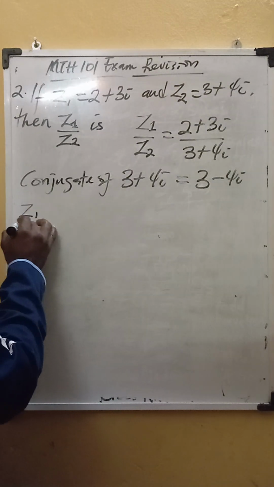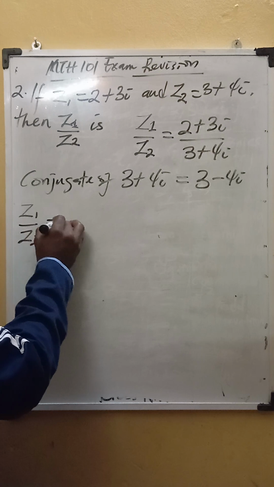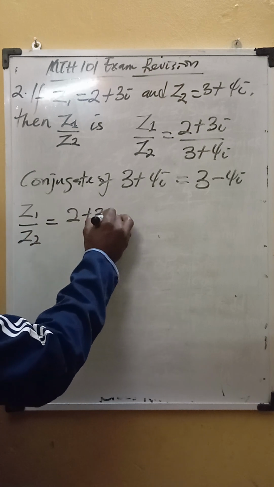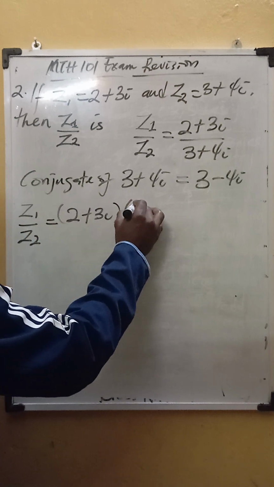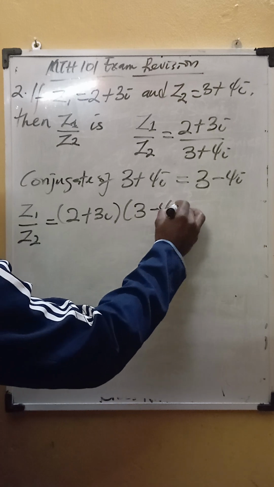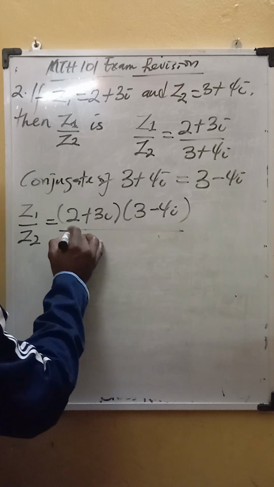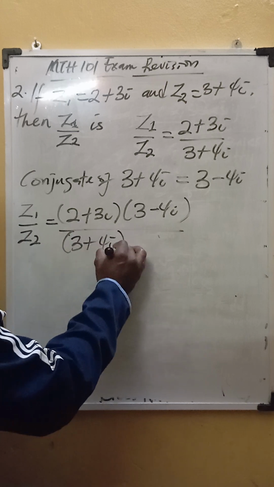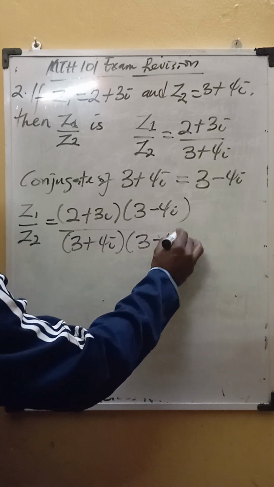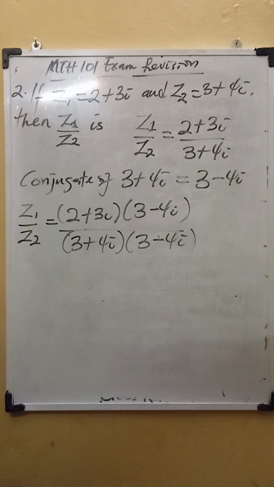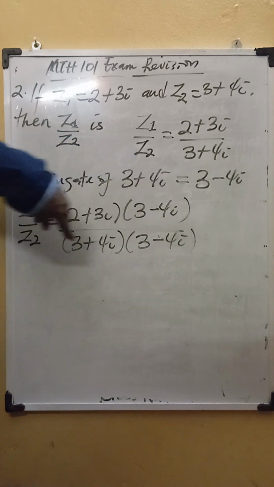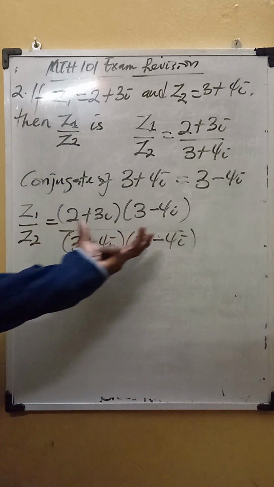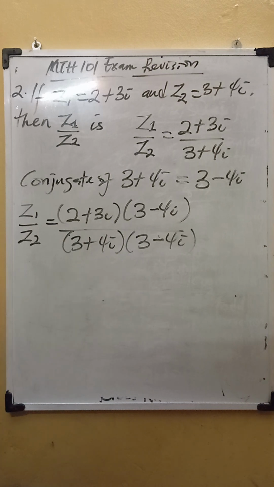We're going to have Z1 over Z2 is equal to what? 2 plus 3i, let's put it in bracket now, times 3 minus 4i, divided by 3 plus 4i times 3 minus 4i. That's exactly what we are supposed to do. So now that we have it this way, we are going to expand the expression.